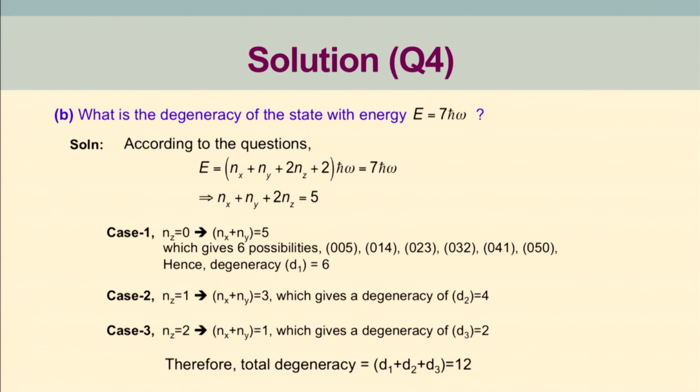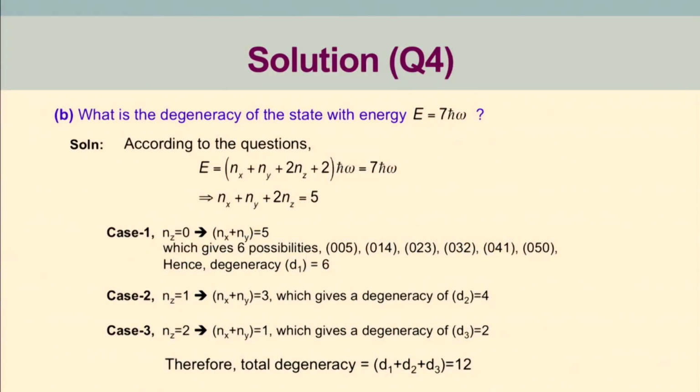Now let us calculate the degeneracy, the second part of the problem, which asks for the degeneracy of the state with energy equal to 7ħω. As derived in the previous slide, my total energy for this problem looks like this: (nx + ny + 2nz + 2)ħω. It is given that the total energy of the problem is 7ħω, so what are the degeneracies I can think of? I evaluate this total energy to be 7ħω, which gives me nx + ny + 2nz equal to 5. Now there are certain restrictions on the values that I will take for nx, ny and nz.